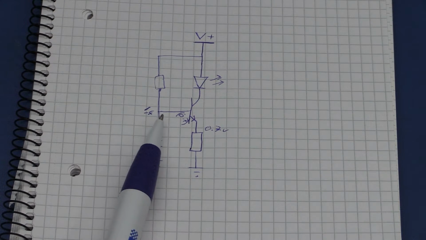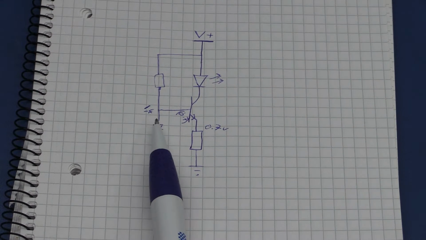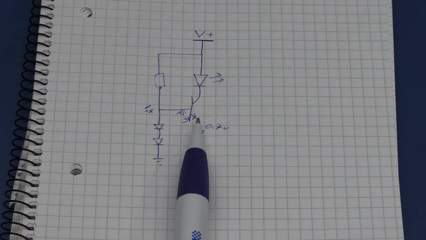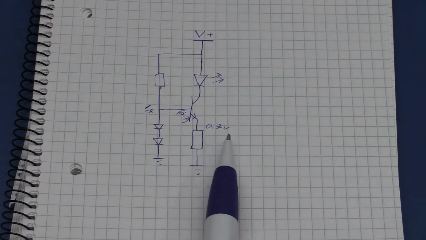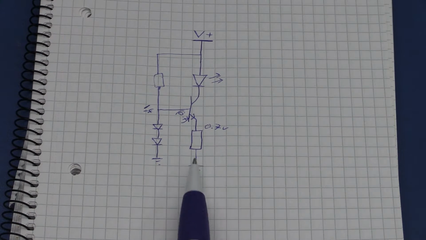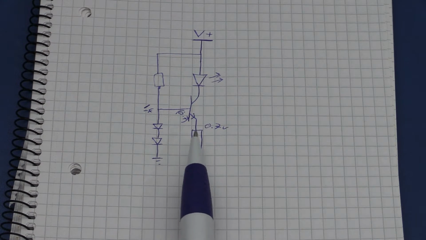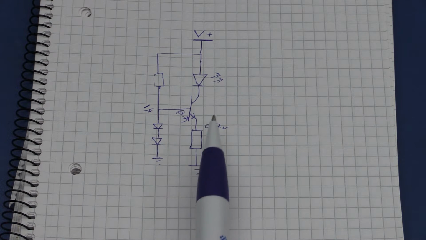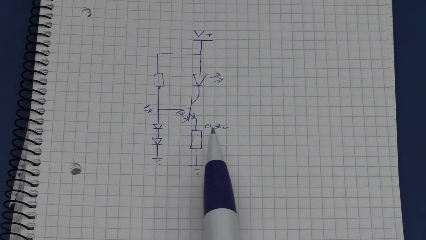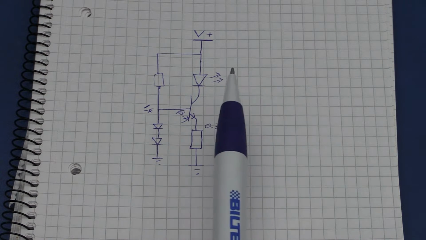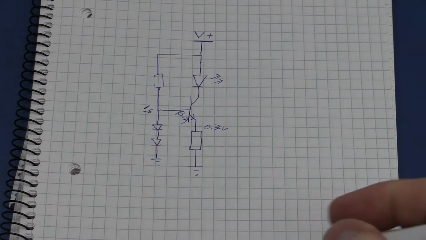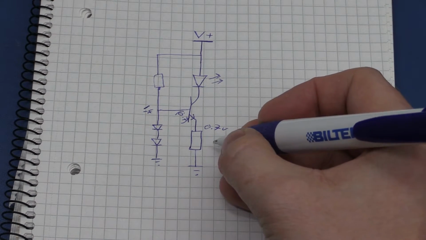This creates 1.4 volts at this node, and we drop 0.7 volts across the base emitter junction of this transistor, and that leaves us with 0.7 volts to go across this resistor that we haven't selected yet. But if we want the same 260 milliamps, we know that the voltage divided by the current will give us the resistance value, and that gives me 2.7 ohms.